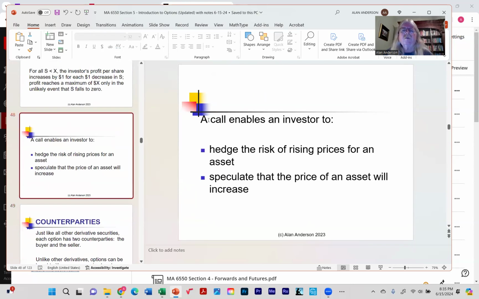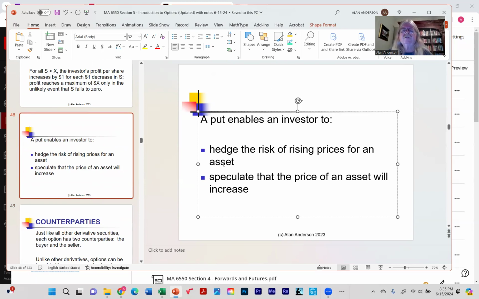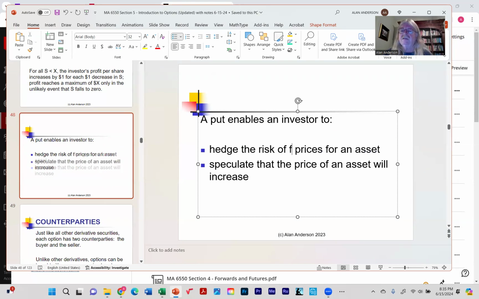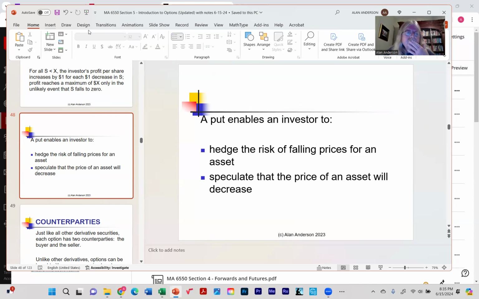So this is just all backwards for a put. The put enables an investor to hedge the risk of falling prices. Like if you're selling something, or let's say you're a gold mining company and you're worried that gold will go down when you sell it, or if you just simply think gold is going down and you want to gamble on that, speculate the price of an asset will decrease, then you want to get a put.